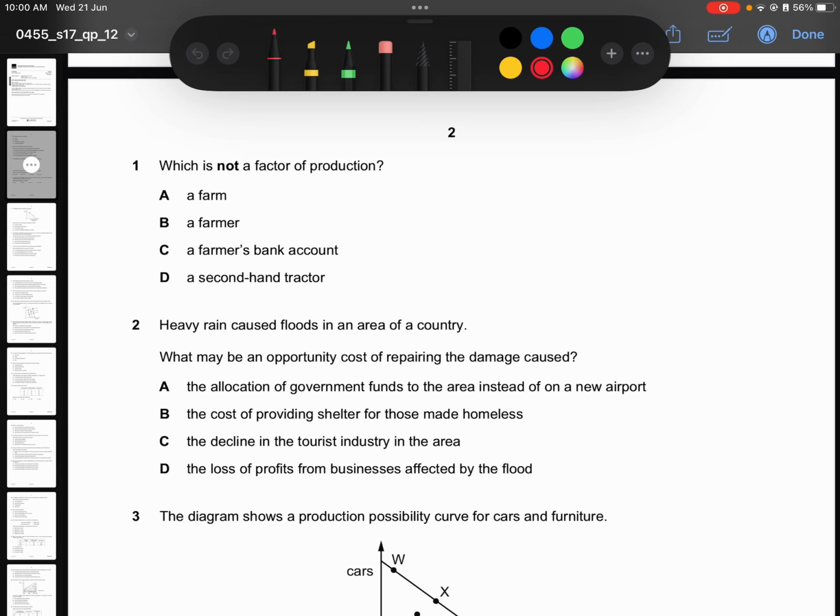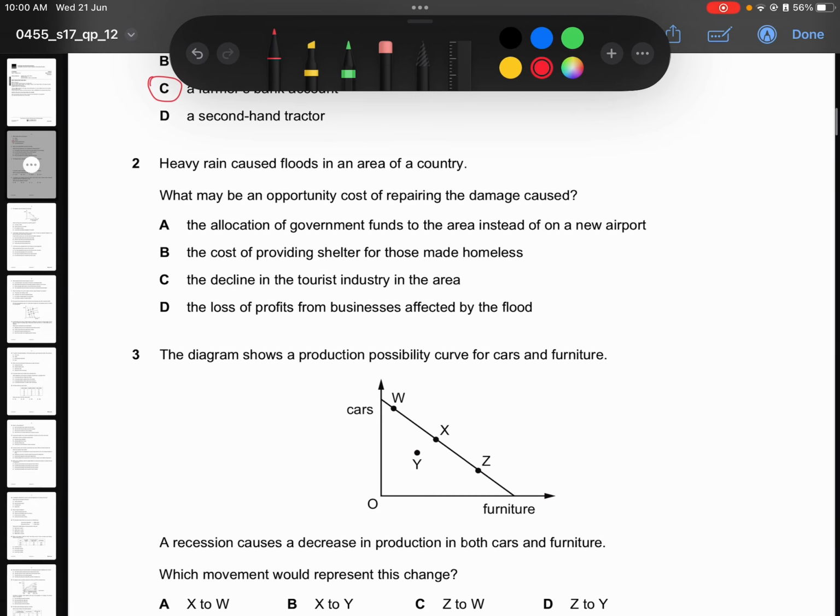A farm is a factor of production in the form of land. A farmer is labor. A farmer's bank account and a second-hand tractor. A second-hand tractor is capital equipment, and since A, B, and D are factors of production, C should be the right answer as a bank account is not a factor of production.